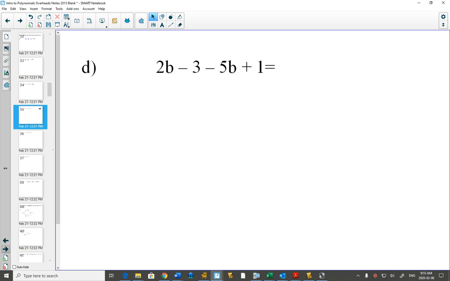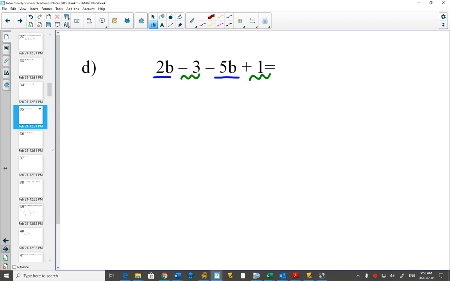This is our first example that not everything's the same. Okay? In this first term, I've got a b. Are there any other terms that have a b? 5b. So those 2 are going to be put together. I'm going to change my color pen here. This is just a regular number. Do we have any other just regular numbers? We have a 1 there.